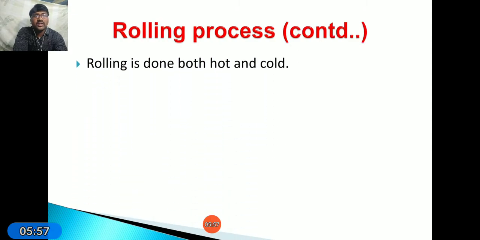Next, rolling is done in both hot and cold conditions. Already discussed, one of the classifications of metal forming processes is based on temperature. Here in the rolling process also we can do both hot and cold working. Hot working is done above the recrystallization temperature. Applying compressive forces on the metal in this way is known as hot rolling, and rolling below the recrystallization temperature is known as the cold rolling process.